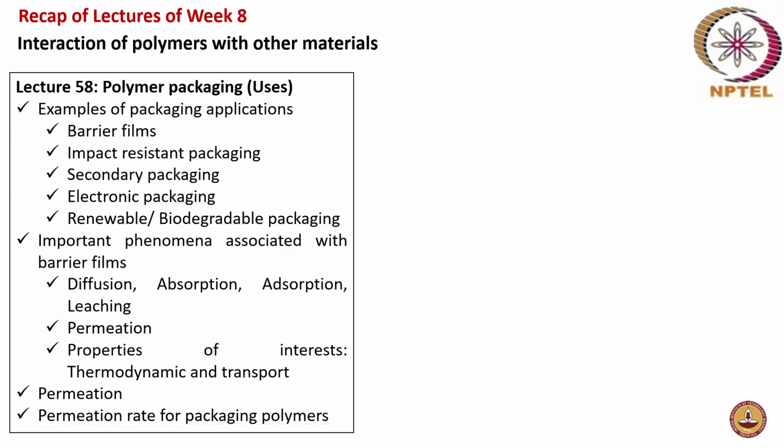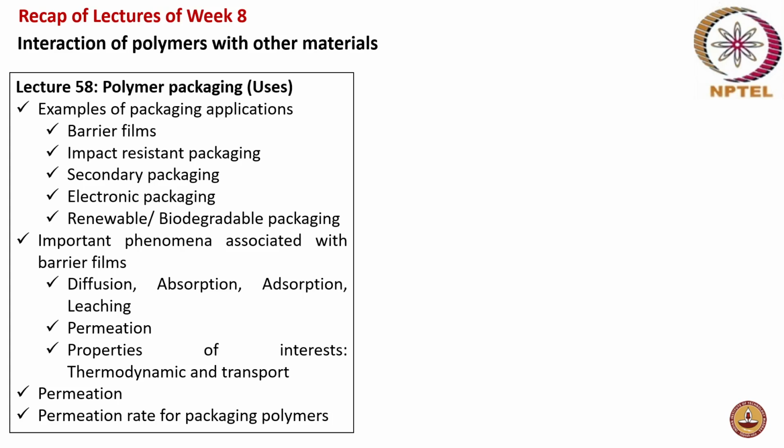Next lecture was on polymer packaging. So packaging can be for a barrier film, different applications, for example oxygen barrier, moisture barrier. They can be for impact resistance, your styrofoams and all, that can be filled when you are going to transport some glass materials, so that it doesn't break. So for impact resistance, polymer is being used. Secondary packaging for electronic packaging. These were discussed, and then phenomena associated with barrier films.